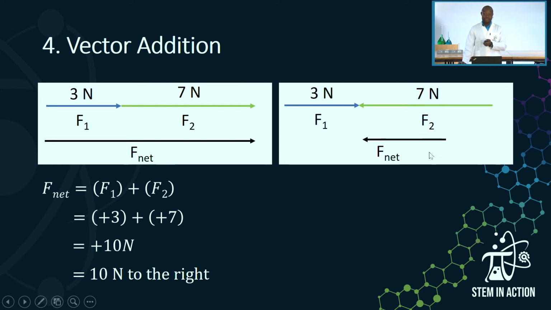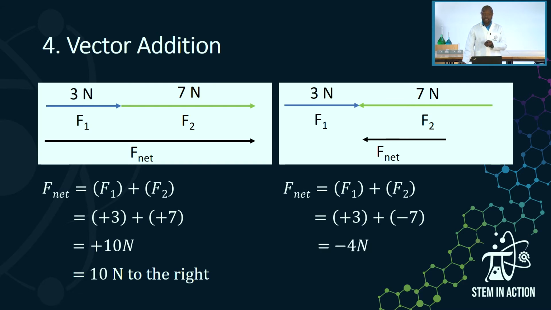It means that our F net is still going to be the summation of these two forces, and our formula is going to say F net is equal to F1 plus F2. But our F2 is negative, so it's now negative 7, and our F1 is still pointing to the right, so it is still positive 3. And our answer this time is going to be negative 4 newtons.